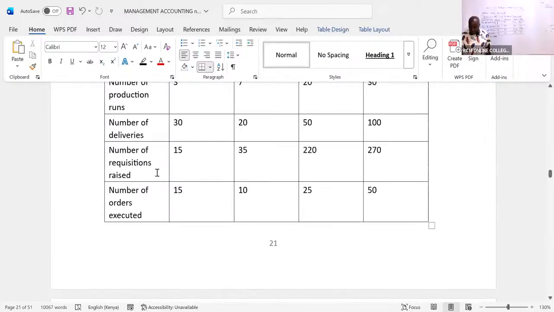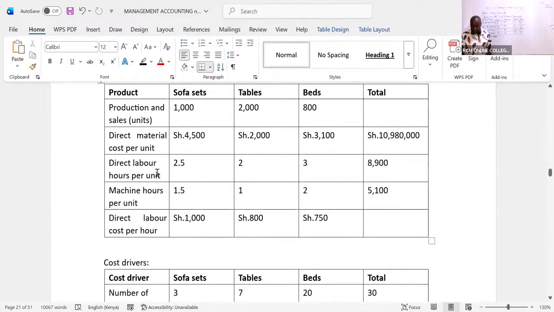So machine hours, ladies and gentlemen, if I page up, I'll be able to go to a table which gives me their machine hours per unit. Whenever you hear that word per unit, you have to be very, very careful on ABC, otherwise you'll get an entire zero. Because for ABC, we want to get the machine hours for all the units that were produced. So whenever you hear the words per unit, always know that they want you to multiply the numbers given there with the volumes.